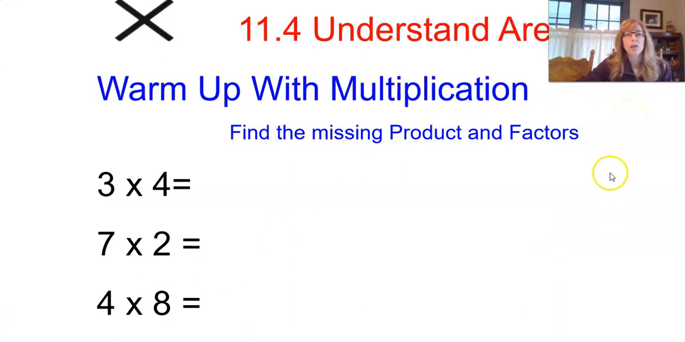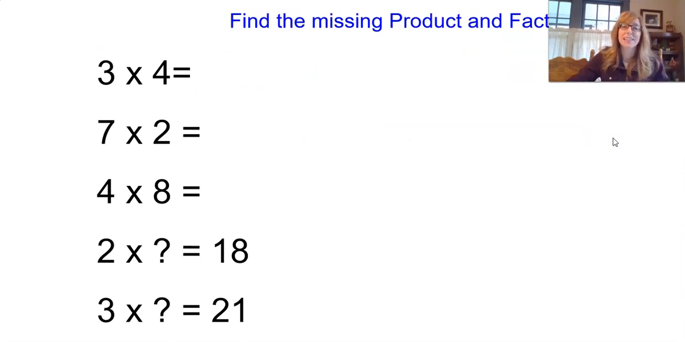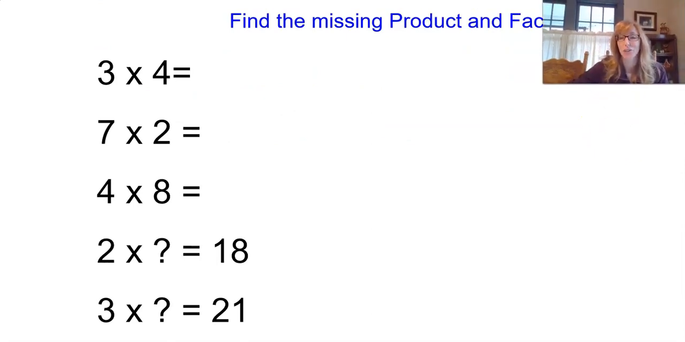So now we're going to switch gears. We're going to go from the distance around an object to the actual area inside. There are some things that we need to review just to get your mind back on multiplication, because multiplication is going to come into play with area. So we're going to warm up. We're going to be finding the missing products and factors.